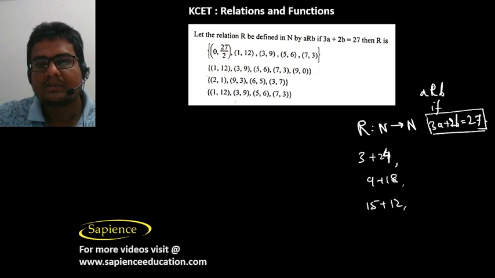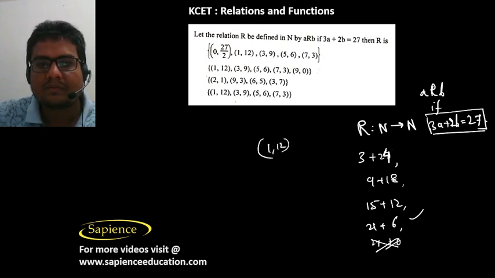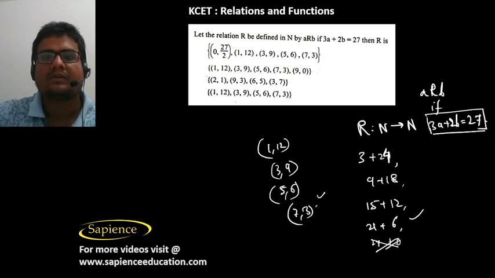This also I can take. And 7 3 is 21 plus 3 is 24. This also I can take. Then 9 3 is 27 plus 0. That we cannot take, since 0 is not a natural number. So only these values we can take. Only 4 values. That is 1 and 12, 3 and 9, 5 and 6, and 7 and 3. Only these. So it means option D is the correct answer.